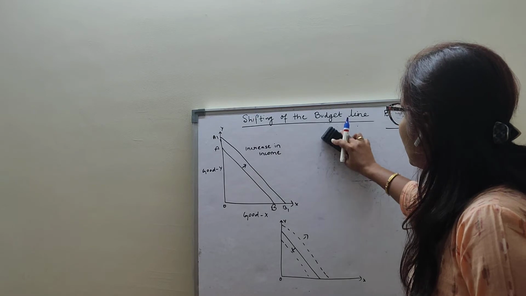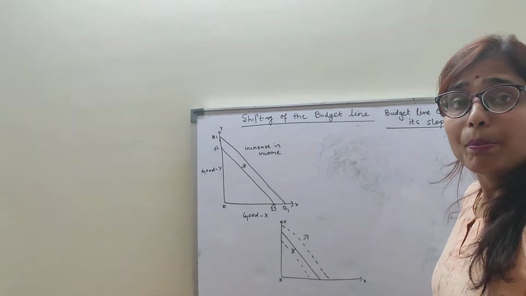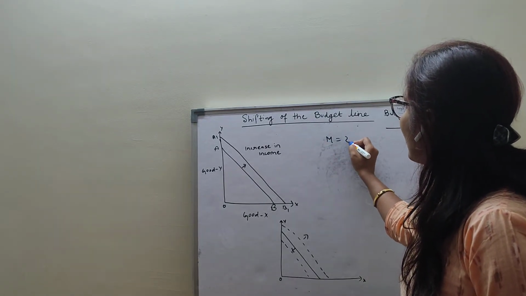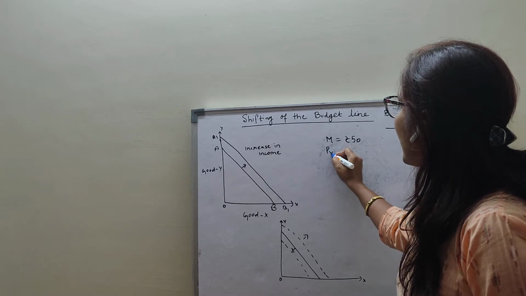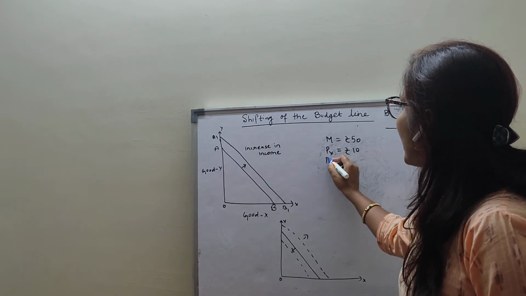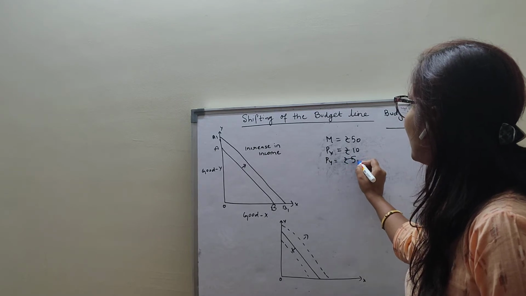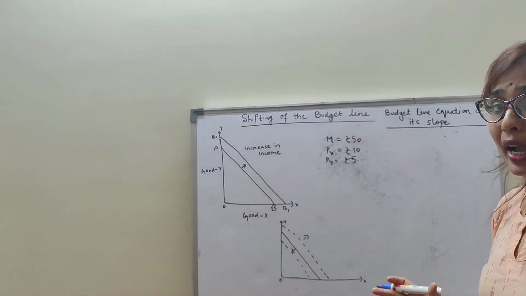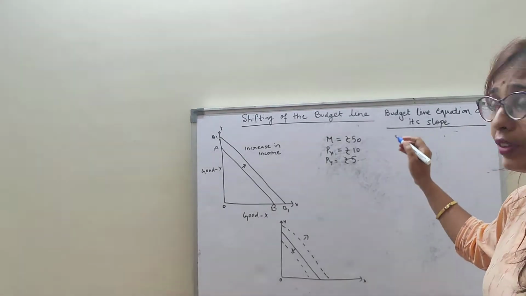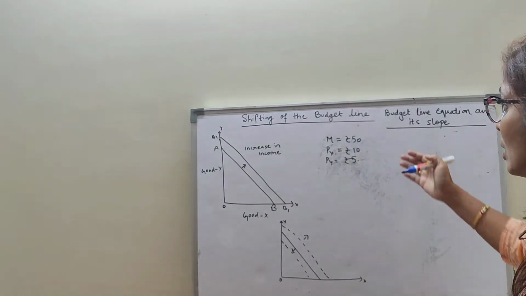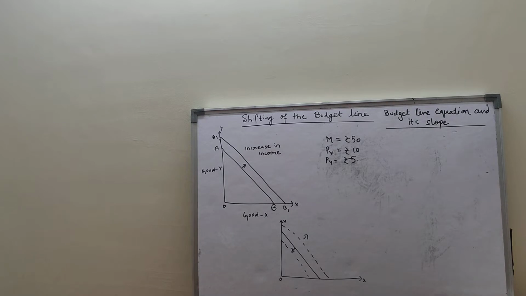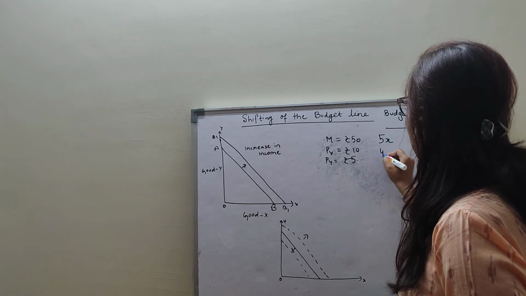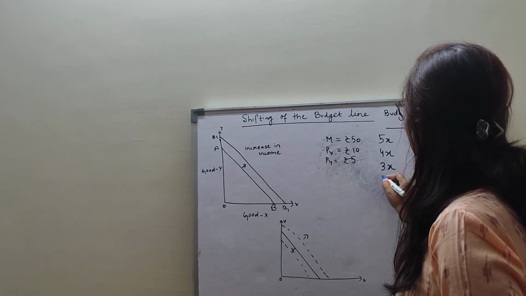Clear? Now let's continue with the previous example of the budget line where I have assumed that the income of the consumer is rupees 50, the price of good X is rupees 10 per unit and the price of Y is rupees 5 per unit. Now let's see the various combinations that the consumer would buy with the given income. I already discussed these combinations in my last class. These are the combinations that the consumer would buy with the given income.